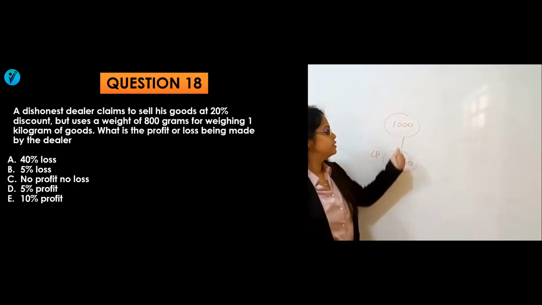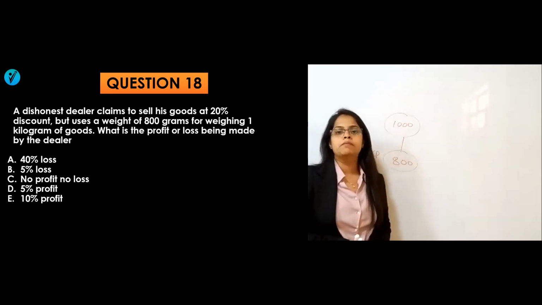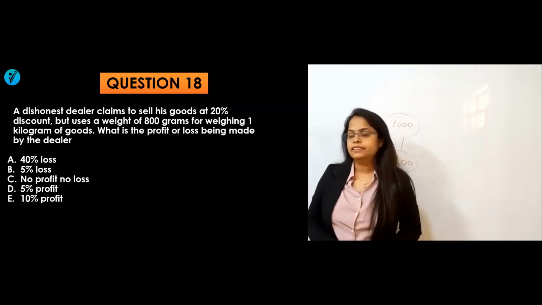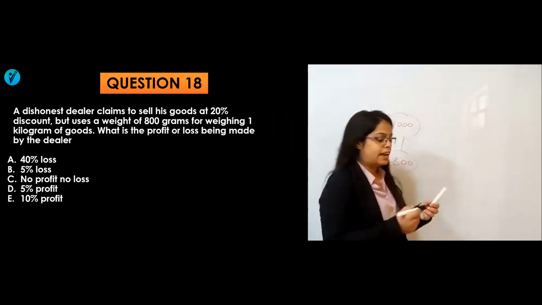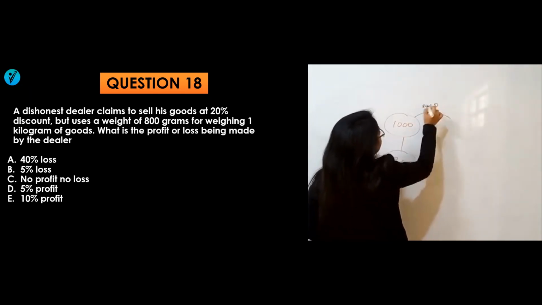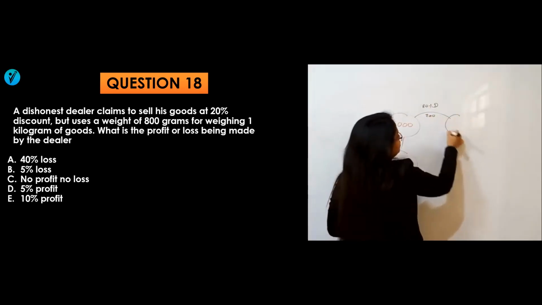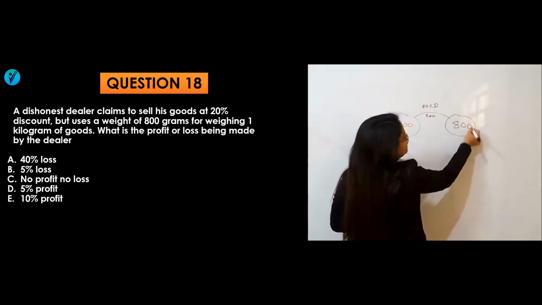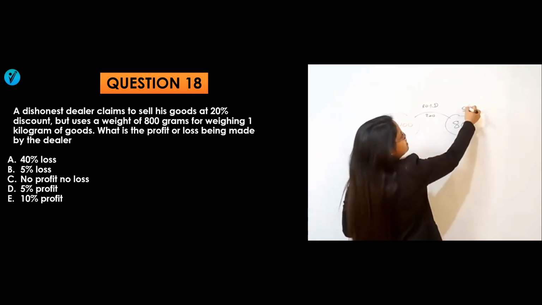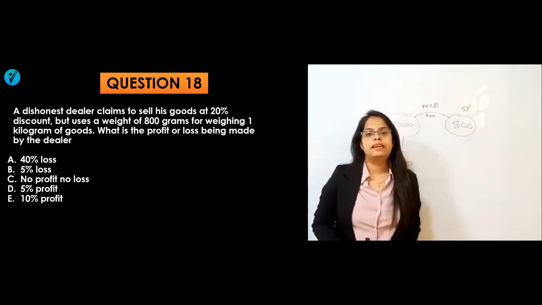Because he has used only 800 instead of 1000. That means he is selling only 800 gram. So cost price will be 800. And he says that he will sell at 20% discount. So 20% discount, that means 20% of 1000 is 200 rupees. That means he is selling at 800 rupees. This is his selling price. So cost price is 800, selling price is 800.